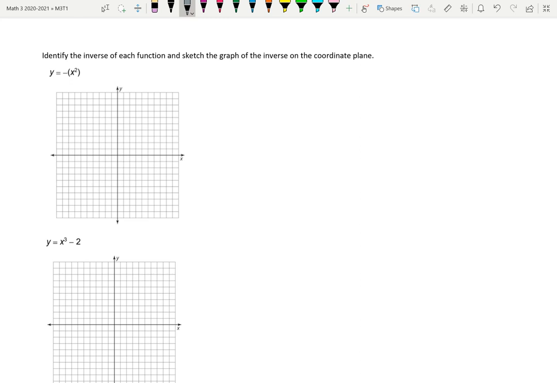Okay, so the idea behind this is that we're going to graph this inverse, and we're going to do it by doing the following. I know an inverse is when I switch my x's and y's and vice versa. So first I'm going to graph y equals negative x squared, my original equation. I'm going to create an xy table for when y is equal to negative x squared.